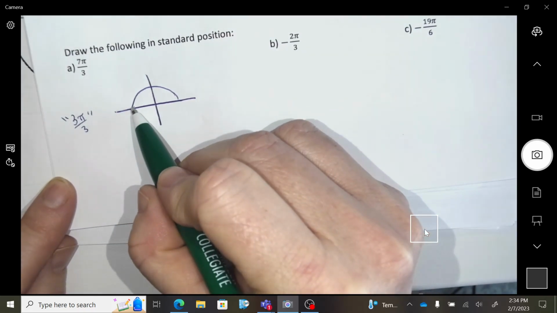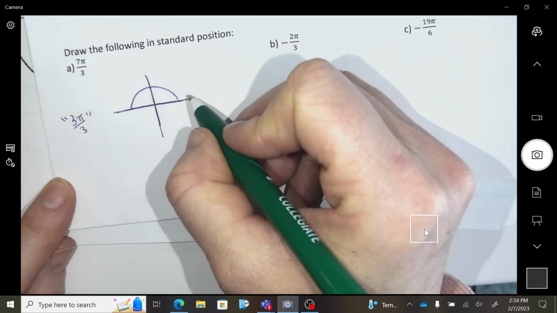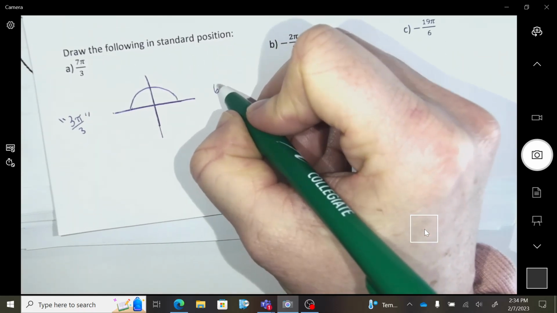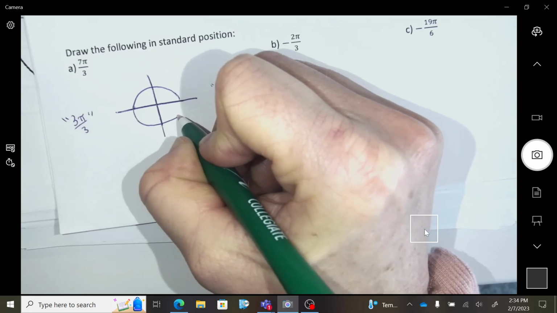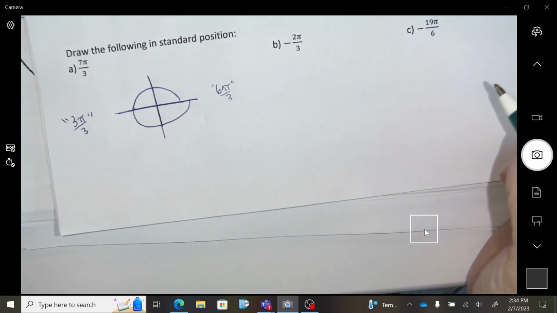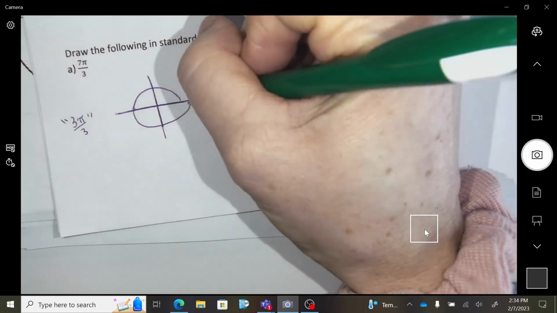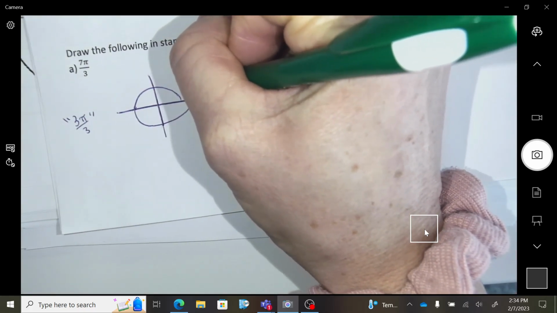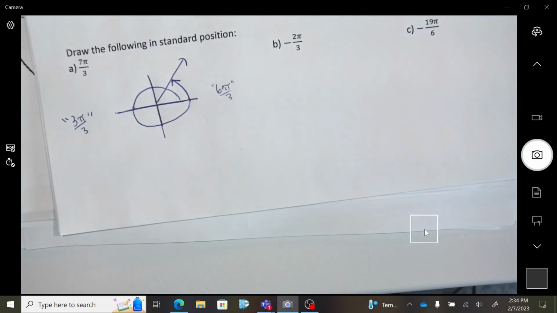Okay, that's 1 pi, which is 3 over 3. What would the whole circle be? 6 pi over 3. So I keep going. And then I have to go more yet, because I have to get to 7. So one more third. And that's where I land.